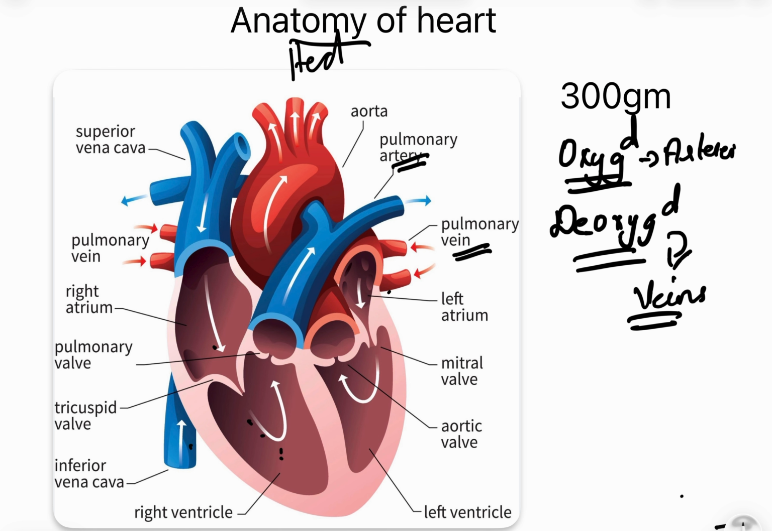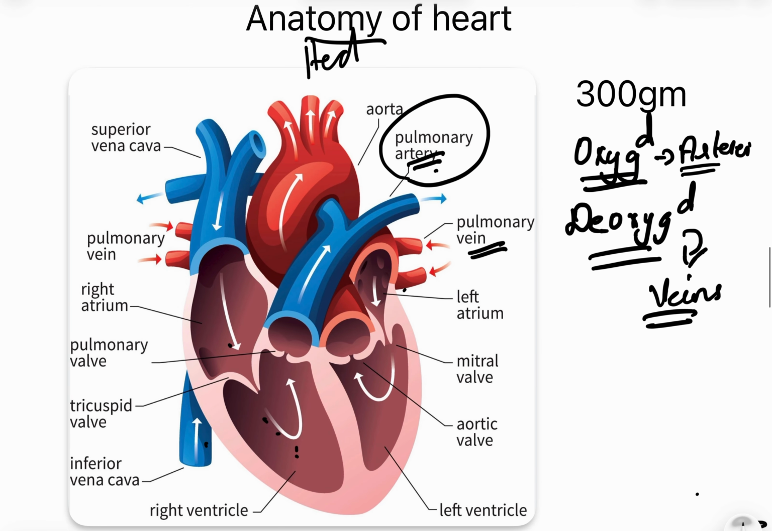In our body, normally arteries carry oxygenated blood. All the arteries in our body carry oxygenated blood, and all the veins in our body carry deoxygenated blood, except the pulmonary artery. So remember, the pulmonary artery is the only artery that carries deoxygenated blood. Very important. Why is it important? It is important because it is an exception. Exceptions are always important. The pulmonary artery is the only artery that carries deoxygenated blood, and the pulmonary vein is the only vein that carries oxygenated blood.